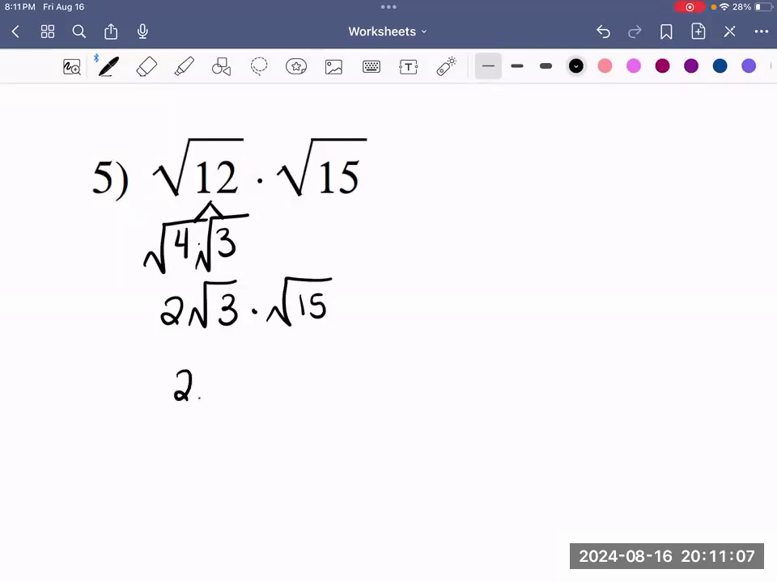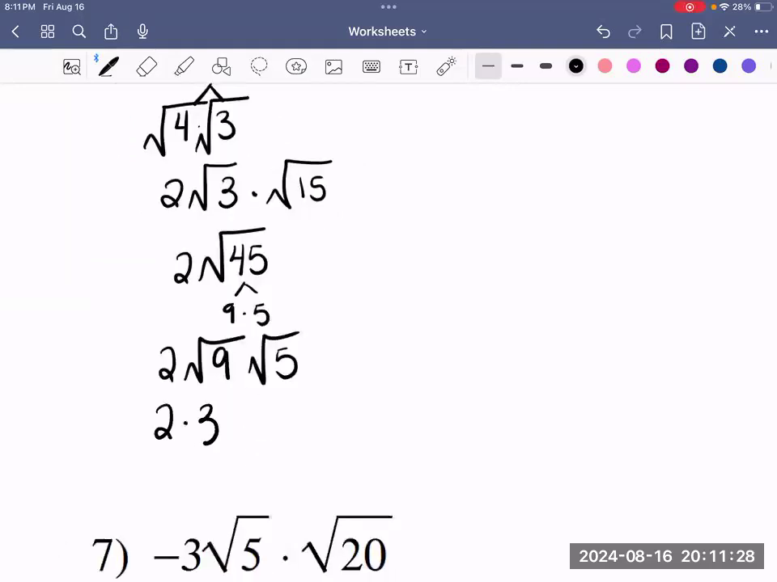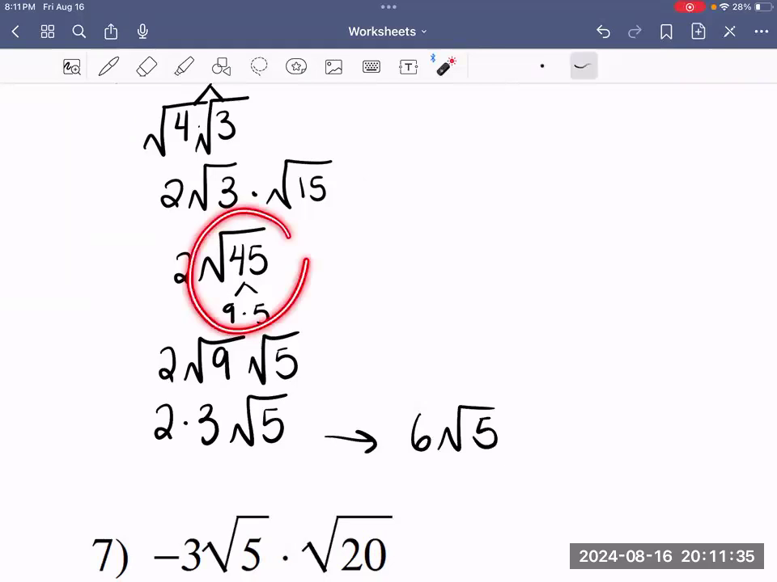So we get 2 square root of 45. Now the square root of 45 has a perfect square in it. That can simplify just a little bit more by 9 times 5. So 2 root 9 root 5 can now be 2 times 3 square root of 5, or 6 root 5. Now the reason why it had to be simplified again was 15 also had the square root of 3 and the square root of 5 in it. So then you got that double number.